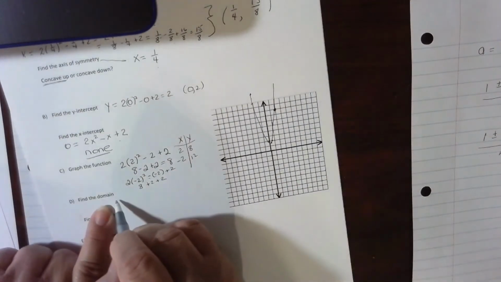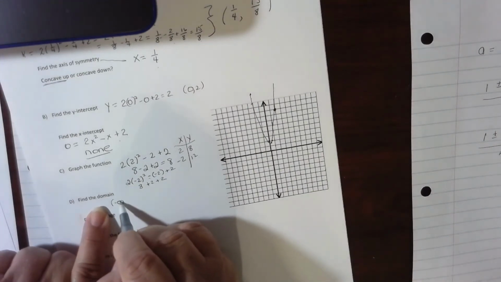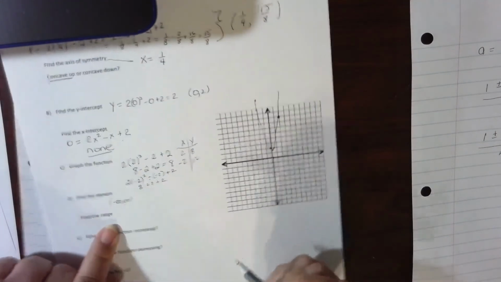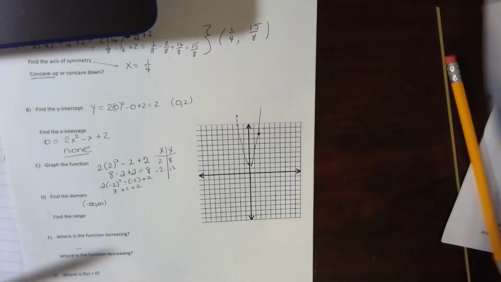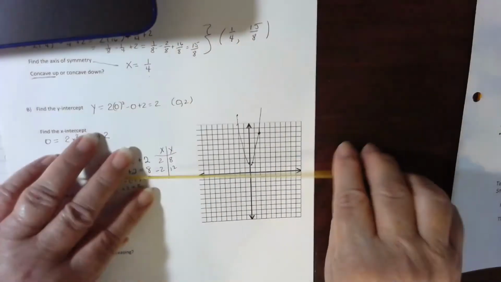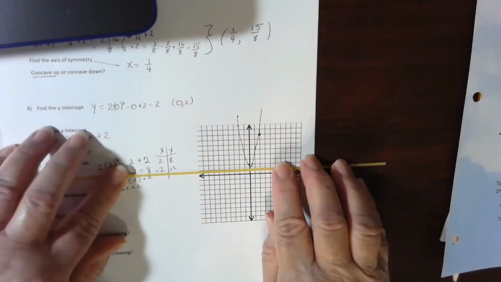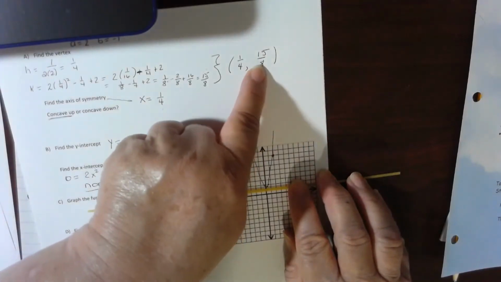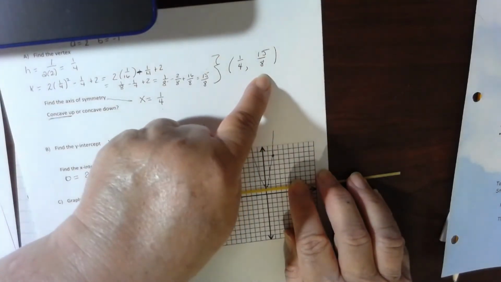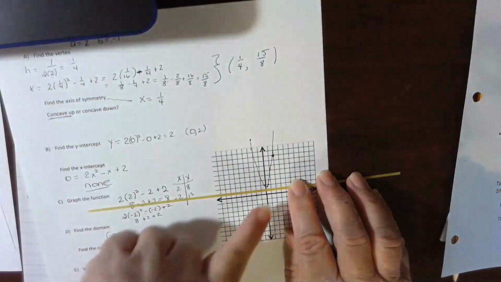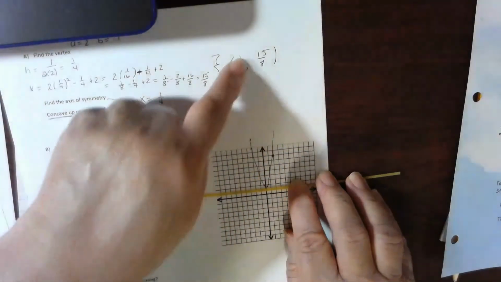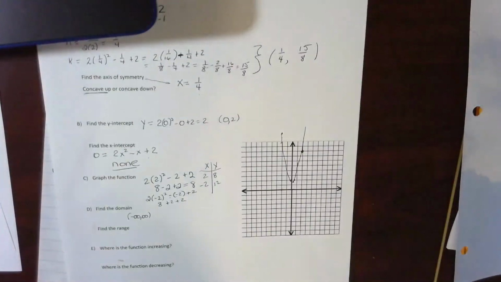All right, you already know the answer for the domain. The range. You see this bottom value right here. Well, what was that y value? It was this y coordinate right here. So it's going to go from 15/8 all the way up to infinity. That's my range.